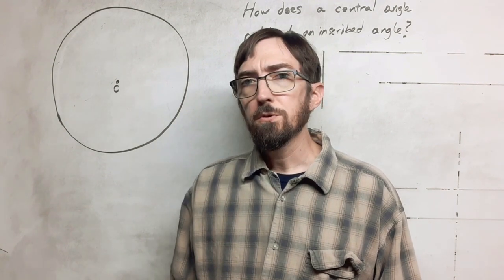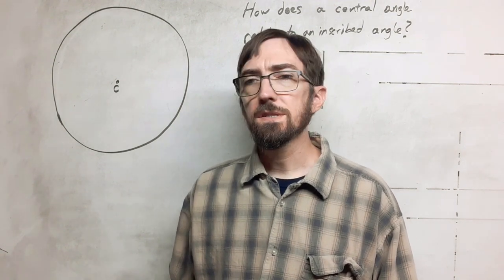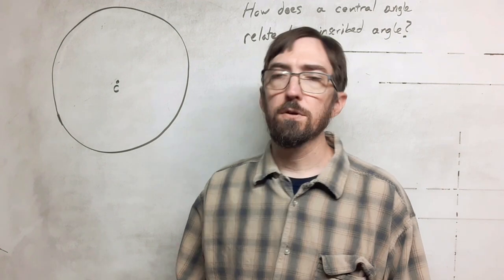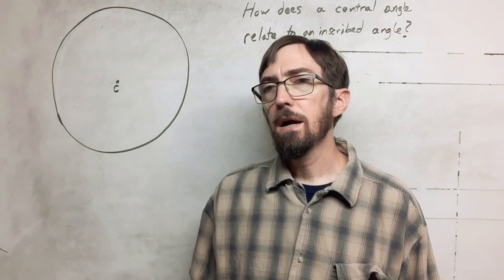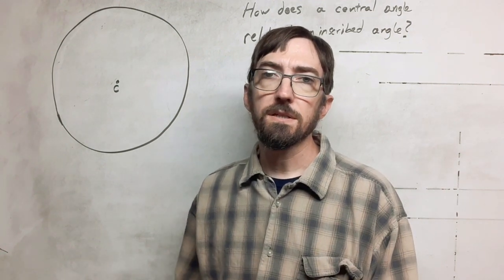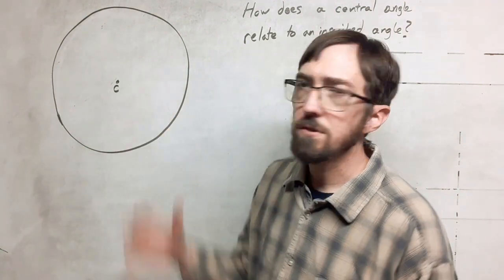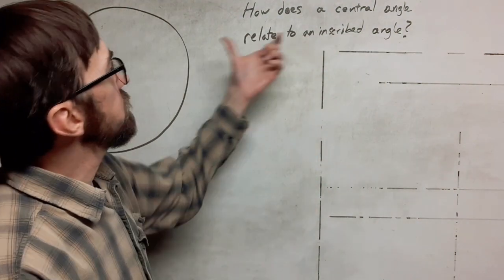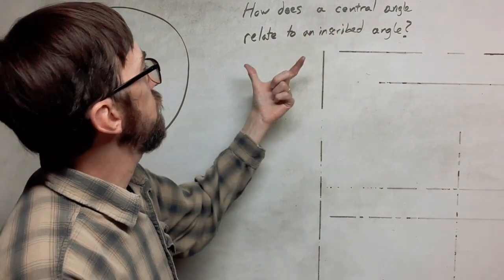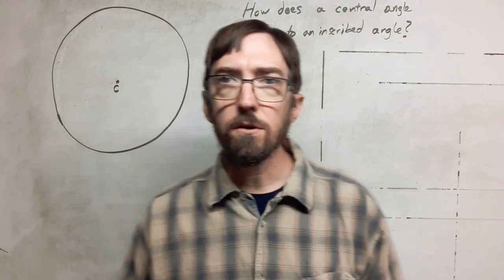One of the things that you may have wondered is, how do the theorems get discovered? How do they end up in a textbook? So we're going to start out with a circle with center C, and we're going to ask the question, how does a central angle relate to an inscribed angle?